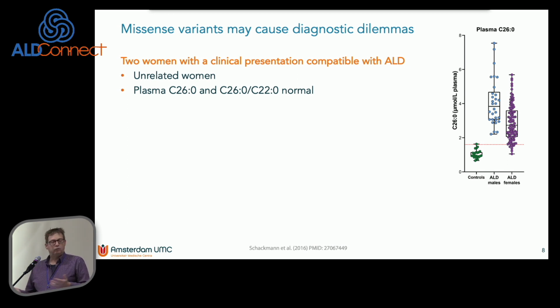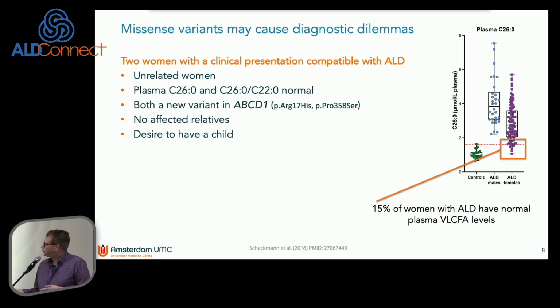And of course, then you just measure the plasma very long chain fatty acids. And you can see here the controls in green, and in blue are the males. As I said, all males have elevated very long chain fatty acids, but that's not the case for women. So there are women that have ALD, but their plasma very long chain fatty acids are normal. And that we know from the 80s already, and it's very consistent. About 15% of women with ALD have normal plasma very long chain fatty acids.